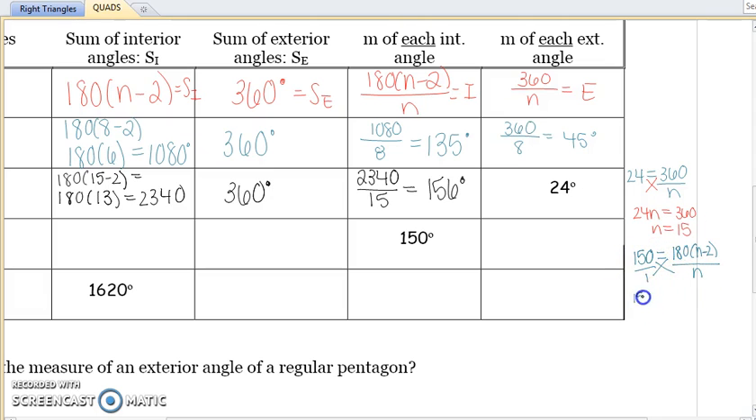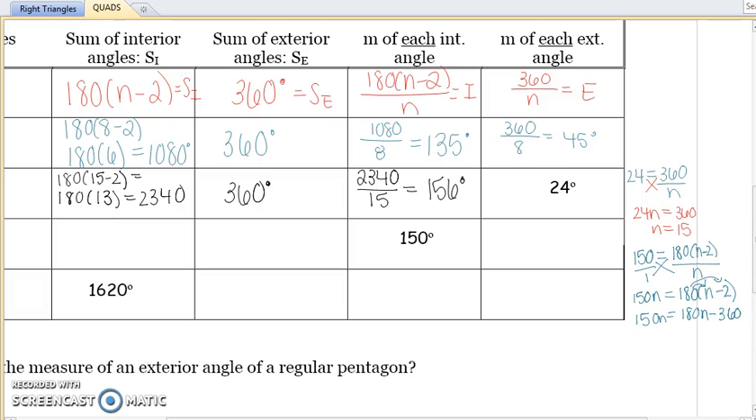150 times n is 150n. And then all of this times 1 is just, in fact, all of that. Okay, now before we do anything, I want to distribute, right? I want to simplify this right-hand side. So I'm distributing the 180 to both terms. We get 180n minus, and this is 180 times negative 2, which is negative 360. We didn't do anything to the 150n, so that stays on the left-hand side.